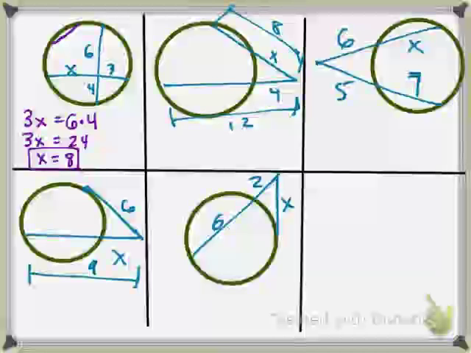Top middle, we've got secants. What would I set up for the upper secant? What's our rule for a secant? 8 times x. Whole thing times outside piece. So when it's a secant and it goes beyond the circle, we do the whole thing times the outside piece. So 8 times x. And then what about for the lower one? 12 times 4. 12 times 4 is 48. So x is equal to 6.